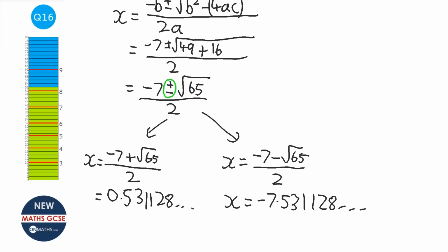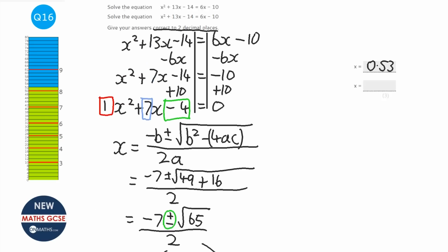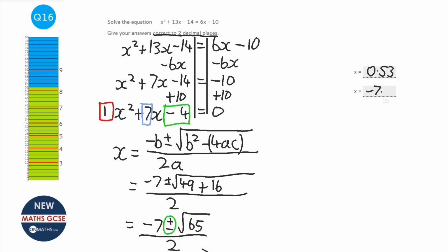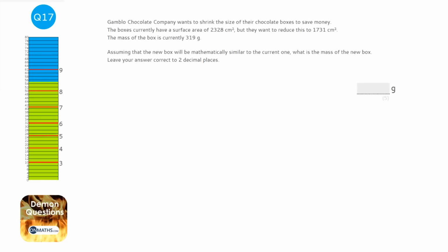What else? Minus 7.53. So minus 7.53. There's our answers. This seems like quite a complicated question, but if you break it down into steps, it's much, much simpler.